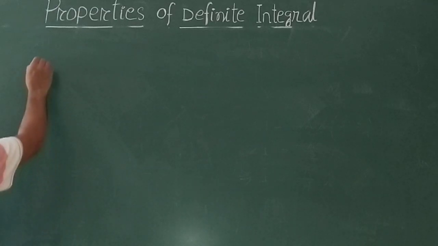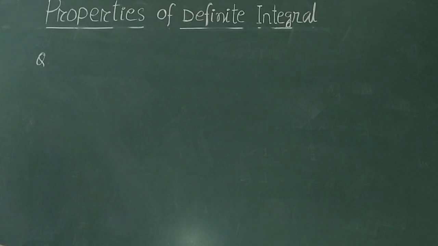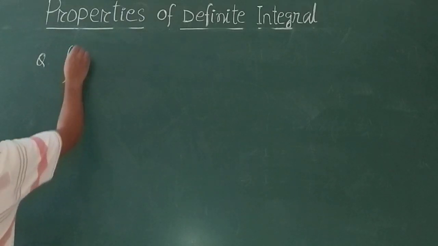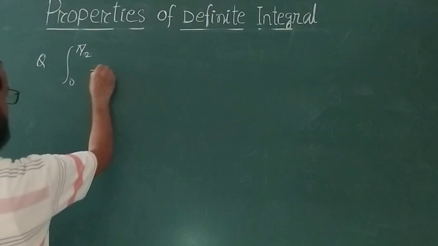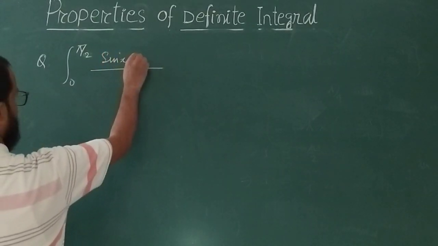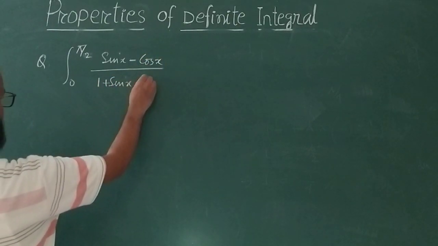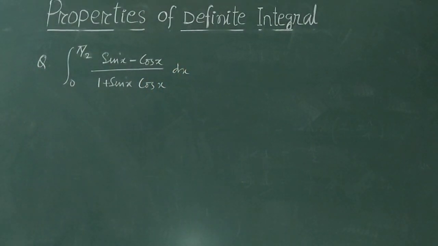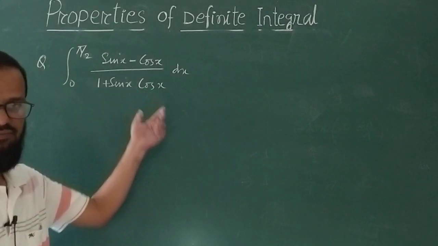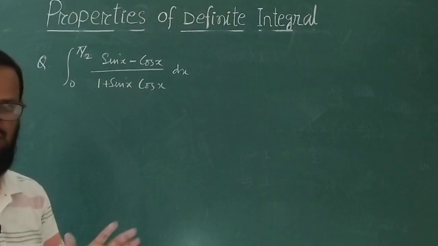Suppose the question is integration from zero to pi by 2 of sin x minus cos x divided by 1 plus sin x into cos x dx. This is the integral I am going to do. Now in this integral, normally if you do the integral, there is no option for you to use substitution or anything. This is a little complicated problem.